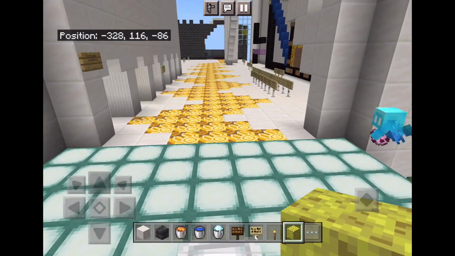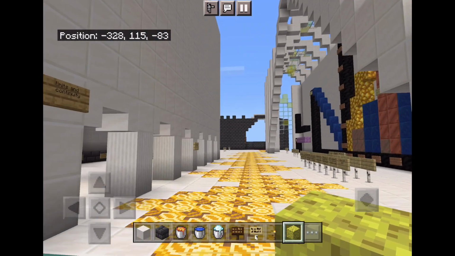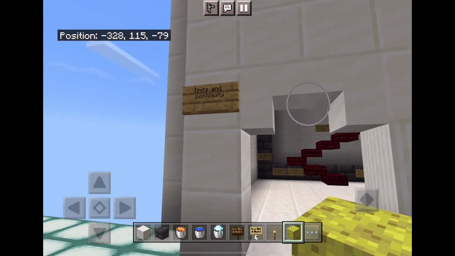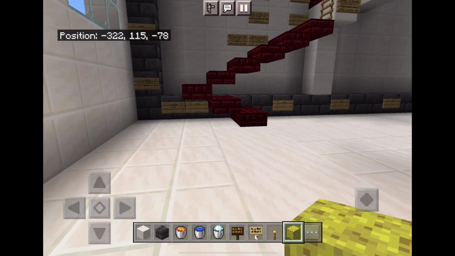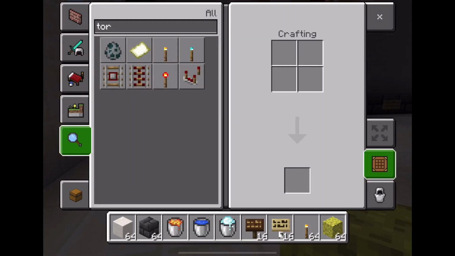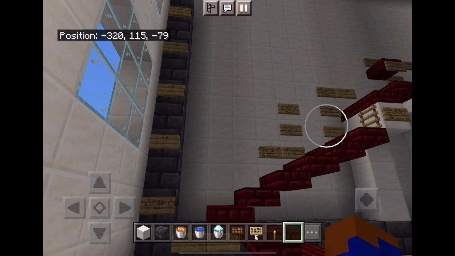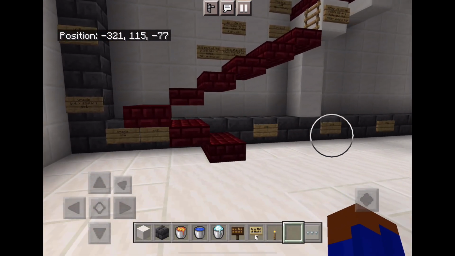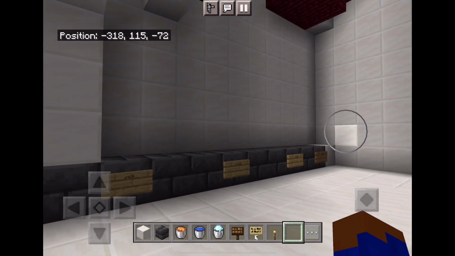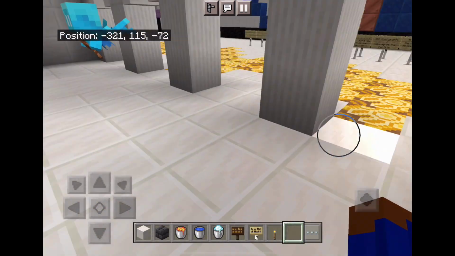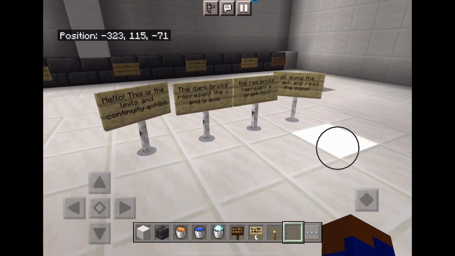This is the AP Calc Museum of Minecraft. Yay! This is the limits and continuity exhibit. So the red line represents a graph, and the dark bricks, those are the x and y axes.